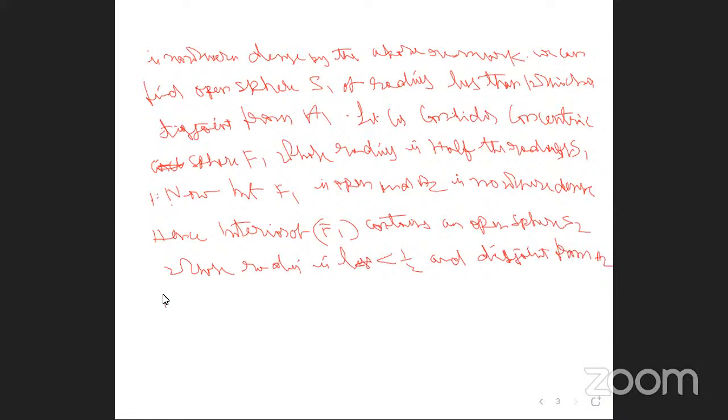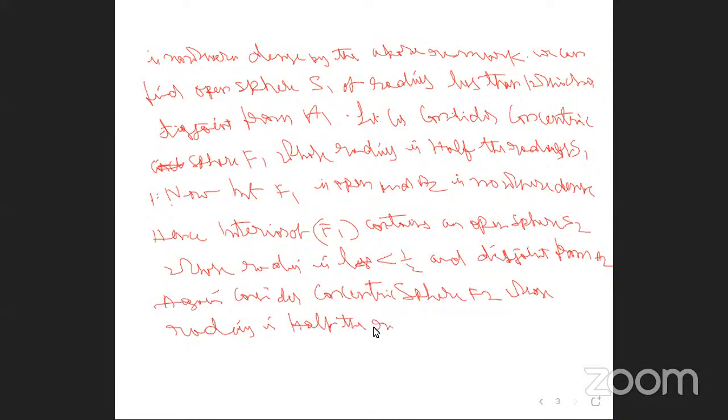Again, consider the concentric closed sphere F2, whose radius is half of the radius of S2. Now the interior of F2 is open.